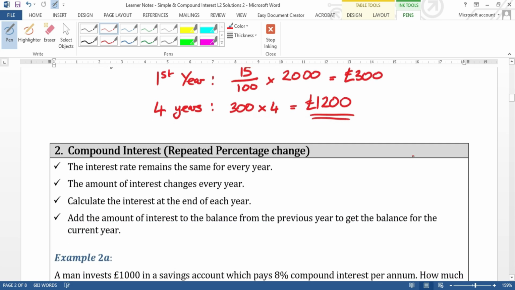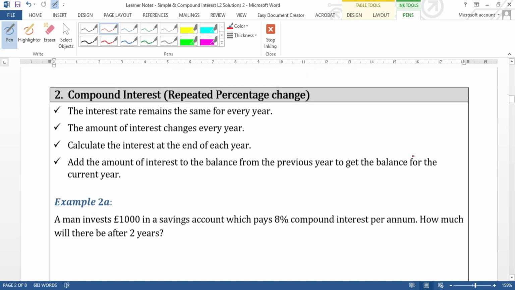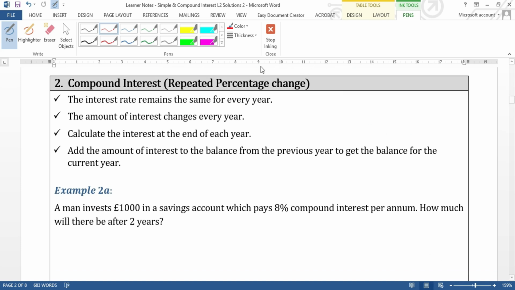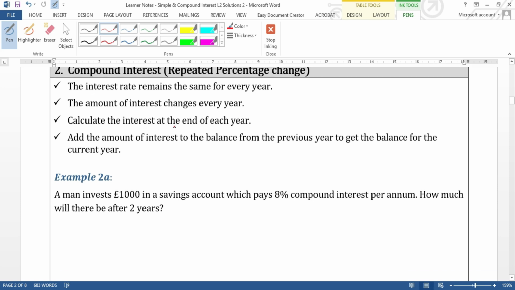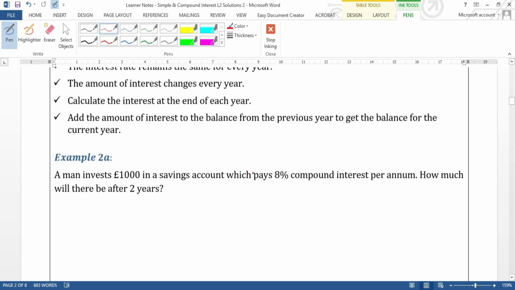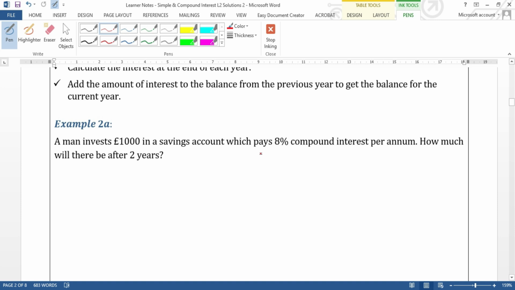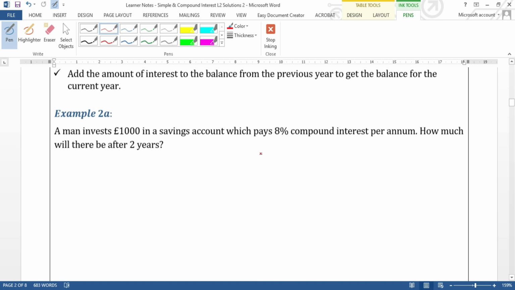Let's move on to compound interest then, which is slightly trickier. It's also called repeated percentage change, because it changes every year or every month, whatever they're talking about. So the interest rate remains the same, but the amount of interest changes every year. You have to calculate the interest at the end of each year, and then add it to the balance from the previous year to get the balance for the current year, and you just keep doing that year upon year. So the amount of interest will change for each subsequent year.